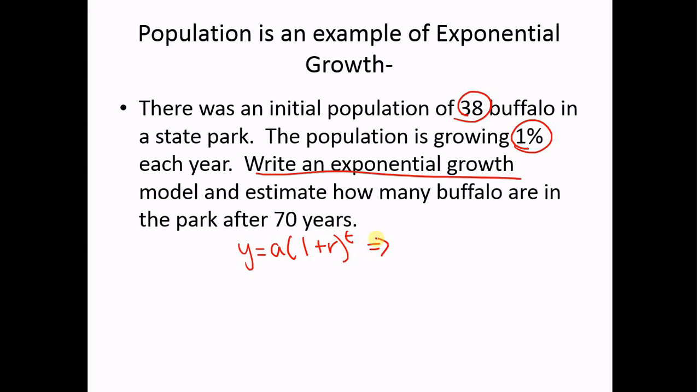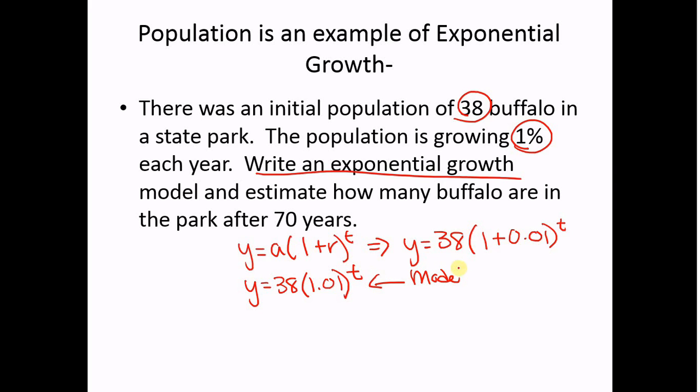So, y equals my initial amount. How many buffalo did I have initially? 38. So 38 buffalo, times 1 plus my rate expressed as a decimal, 0.01, to the t. So this is just getting the model right. 38, with parentheses here, 1.01 to the t. This is my model. That's the first part that they're asking about. Now I can plug in that 70 years for my t to figure out how many buffalo I'm going to have.